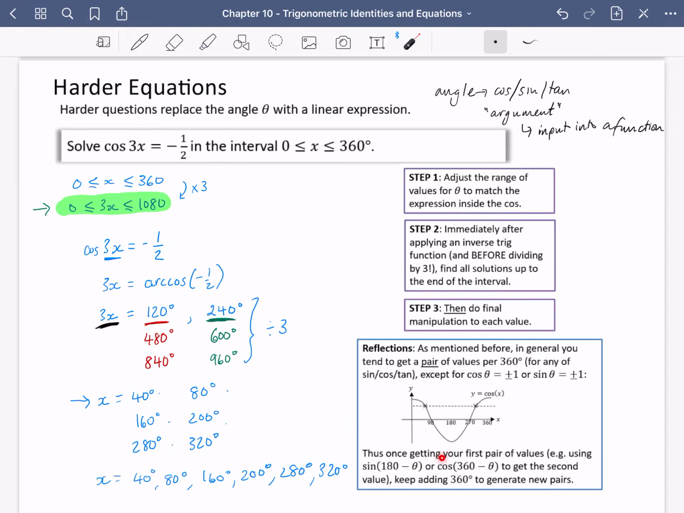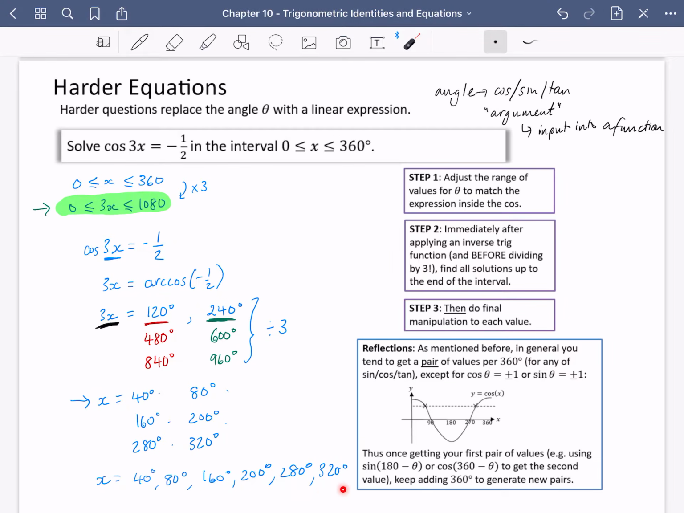So I've said here, once you get your first pair of values, which I've done in red and in green, using these two things that we have here, to get the second value, you just keep adding 360 to generate new pairs. So they come in a pair like this, a pair like this, and a pair like this. So for sine and cos, you're always going to have 2 to start off with, and then just keep adding 360. For tan, you'll have 1 to start with, and you just keep adding on 180.